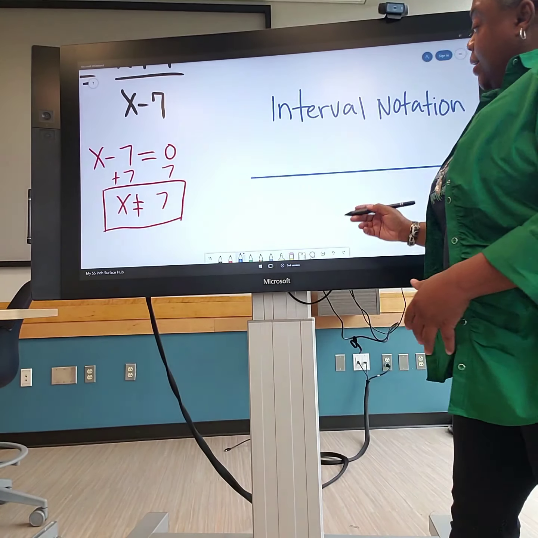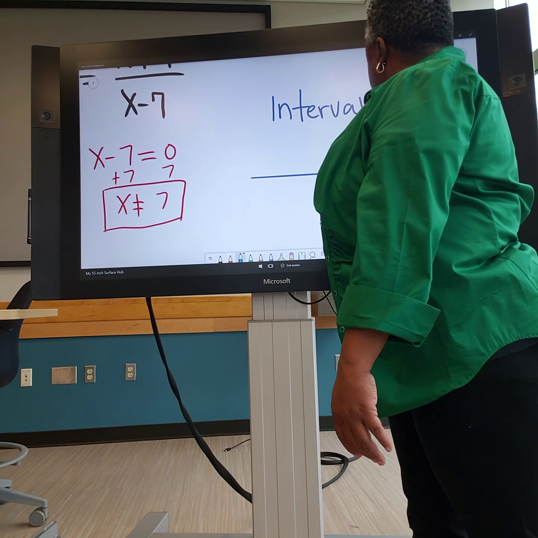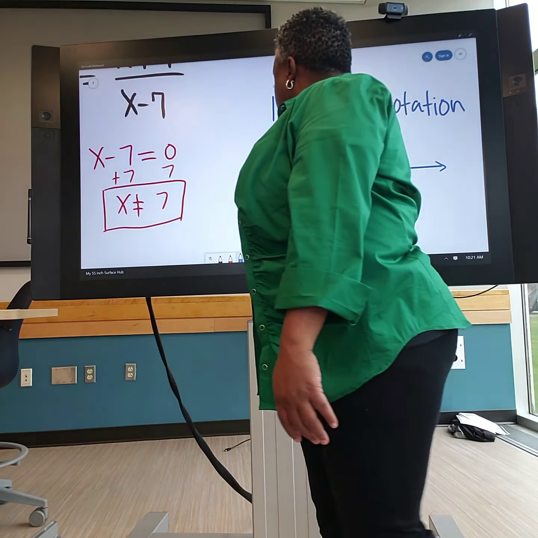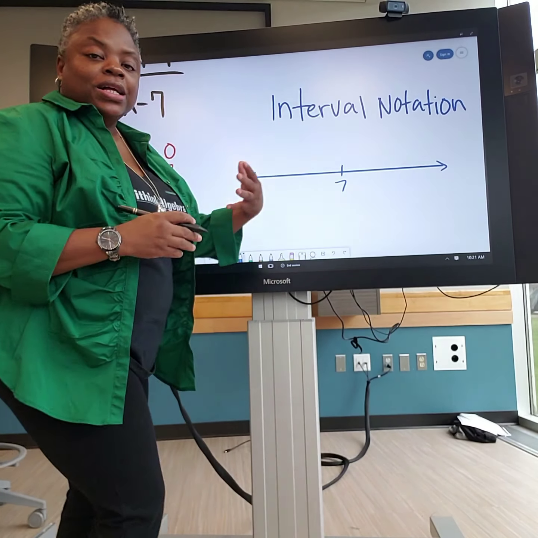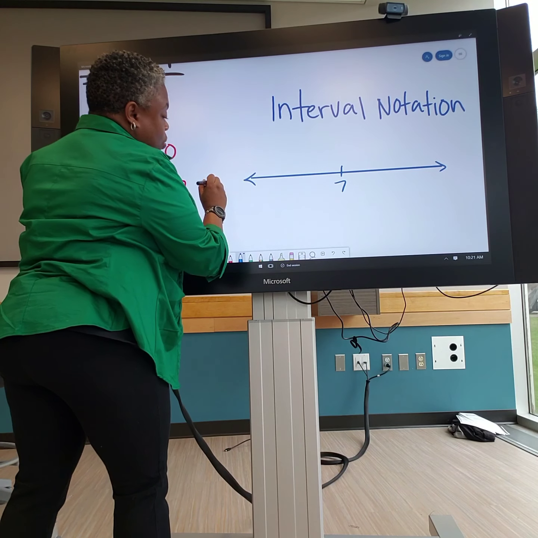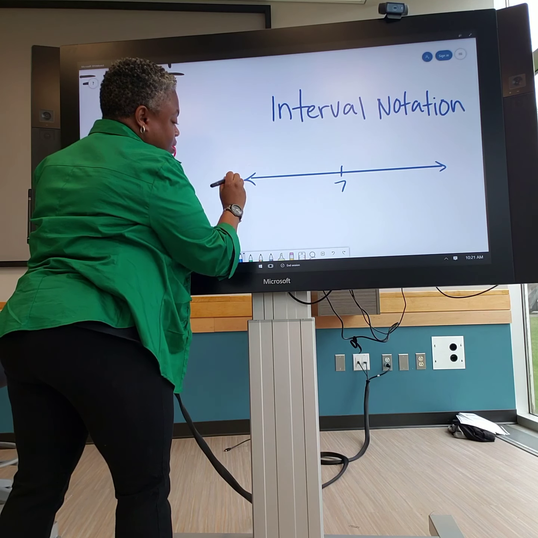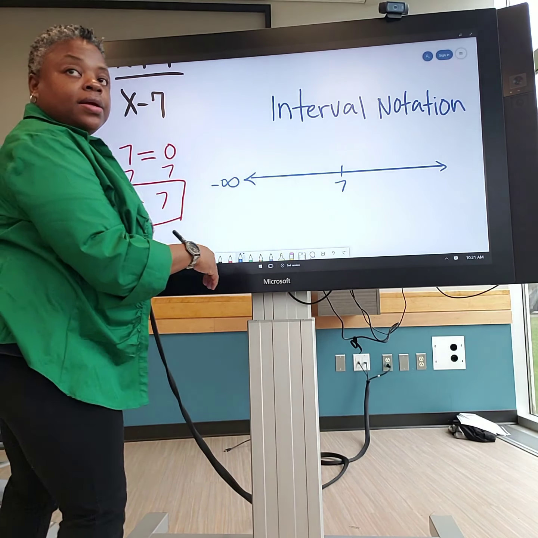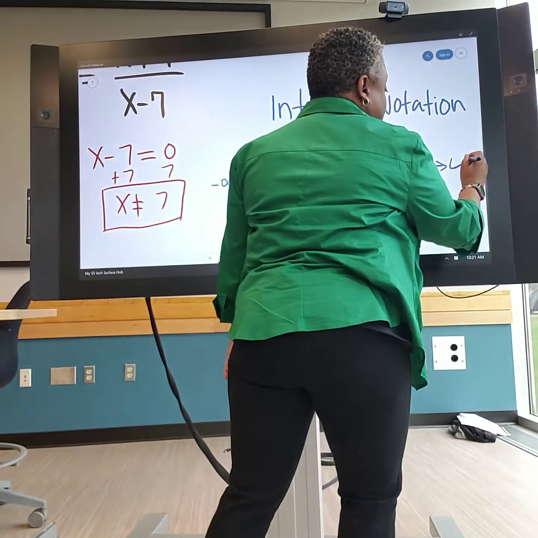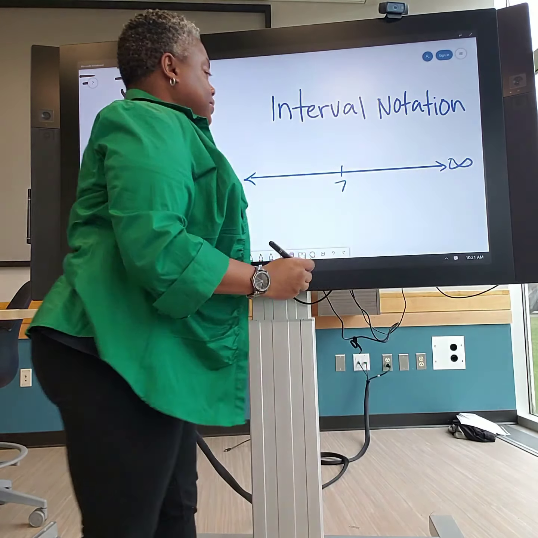So let's see. Say I want all the numbers except 7. So I draw a number line. So I have this number line. This is always negative infinity on your left side. And this is positive infinity on your right side.